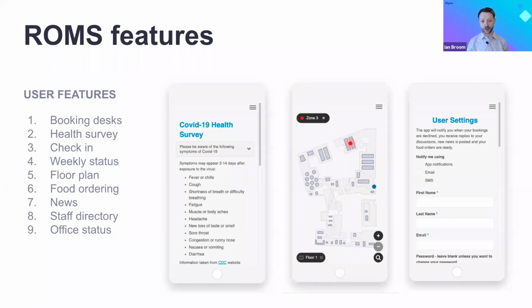We also have floor plans of your offices so that people understand what changes, if any, have happened in the office, so they know which space to book when they wish to return to the office. We also have a new food ordering feature. We have a news feed, which is fantastic for getting communications out about what changes have happened to different offices due to COVID or the reopening of different offices. We have a very powerful staff directory, and we have an office status directory as well.